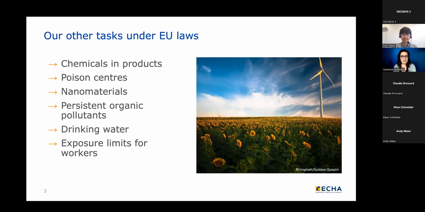And next to these regulations, we over the years have taken on several other tasks. So some of them are listed here. For example, for poison centers, we support the national poison centers by providing a central platform which companies use to inform authorities on the safe use of their chemicals. We also propose, as another example, substances as persistent organic pollutants to control their risks.